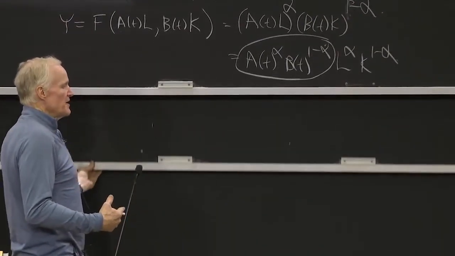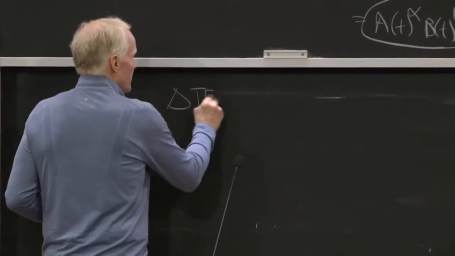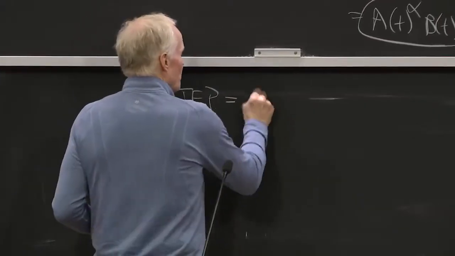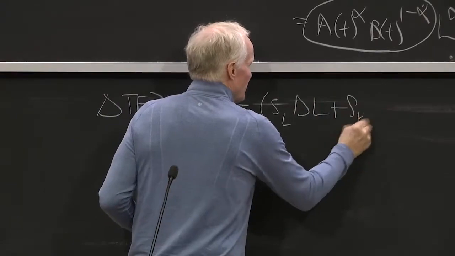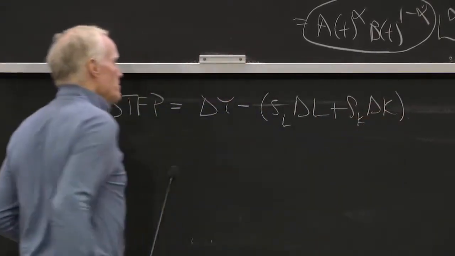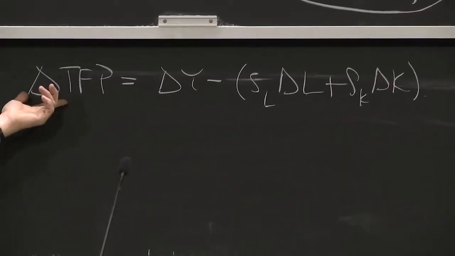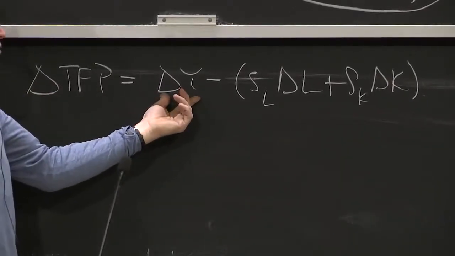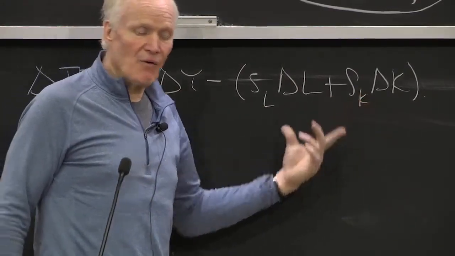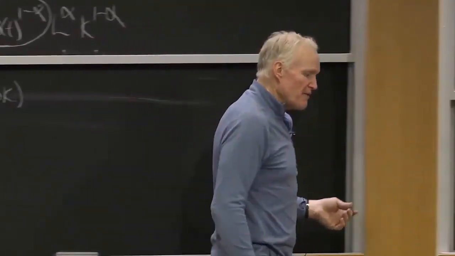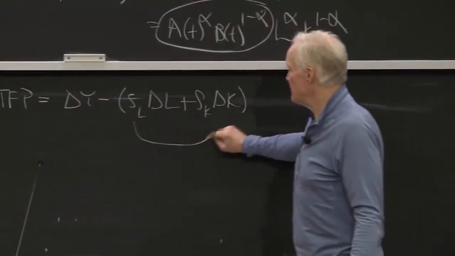Remember, we can measure technical progress as delta TFP equals delta Y minus SL delta L plus SK delta K, right? That was our measure of technological progress. The most common measure was the measure on the quantity side as the growth in output minus the growth in inputs. Okay? Now, in order to measure the rate of technological progress, I don't need to know much about the production function other than share.